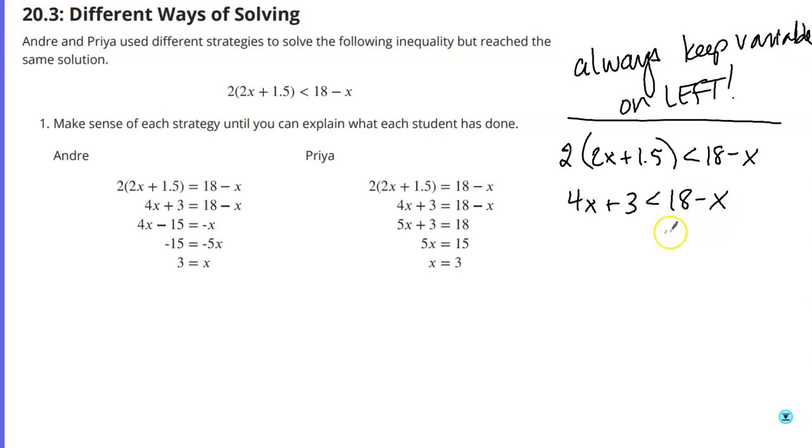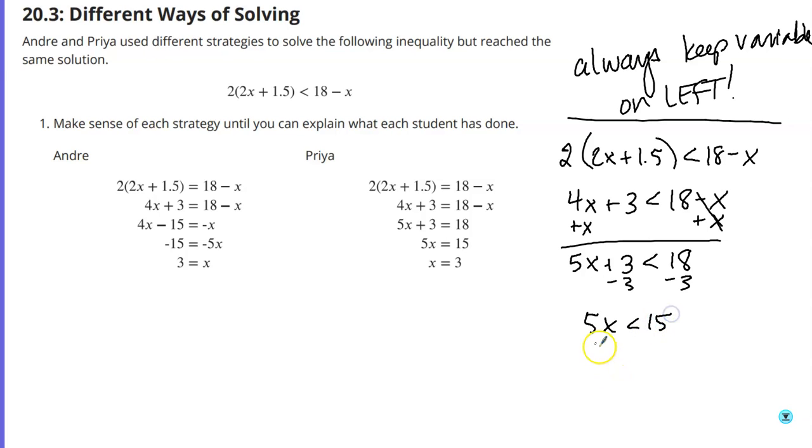but I'm going to move my x's to the left. So instead, I'm going to move this x over by adding it. So I'm going to add it here. So I get 5x plus 3 is less than 18. I have to move the 3 over because now I'm going to try to get x alone. So I'm going to move that 3. That gives me 15. And then I'm going to divide by 5. Now here's the cool thing. This time, what I was dividing by wasn't negative, so I do not have to flip the sign, and this guy is ready to go. So trust me, keeping it on the left means you have a lot less work to do. So I highly suggest doing that.